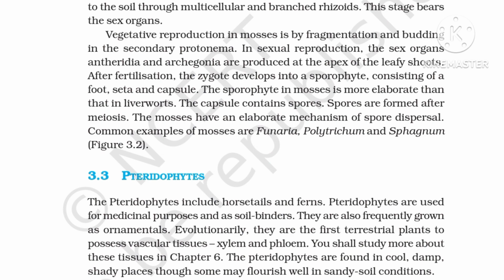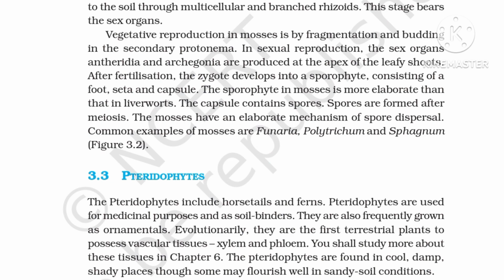In sexual reproduction, the sex organs, antheridia and archegonia, are produced at the apex of the leafy shoots. After fertilization, the zygote develops into a sporophyte consisting of a foot, seta and capsule. The sporophyte in mosses is more elaborate than that in liverworts. The capsule contains spores. Spores are formed after meiosis. The mosses have an elaborate mechanism of spore dispersal. Common examples of mosses are Funaria, Polytrichum and Sphagnum.